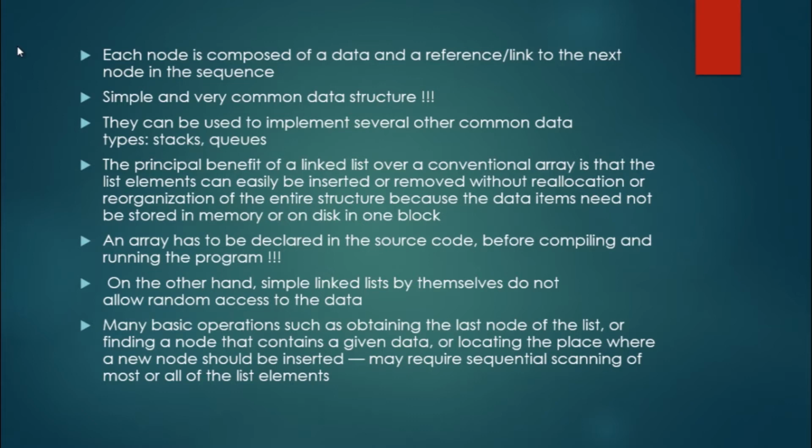On the other hand, simple linked lists by themselves do not allow random access to the data, and this is the main disadvantage of linked lists. Many basic operations, such as obtaining the last node of the list, finding a node that contains given data, or locating the place where a new node should be inserted, may require sequential scanning of most or all of the list elements as far as linked lists are concerned.